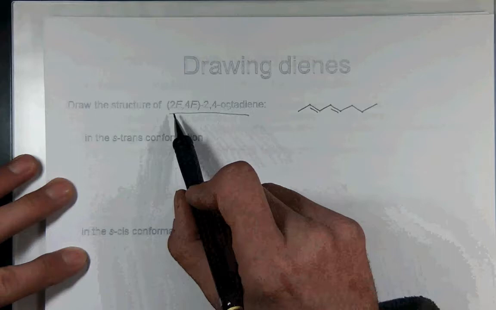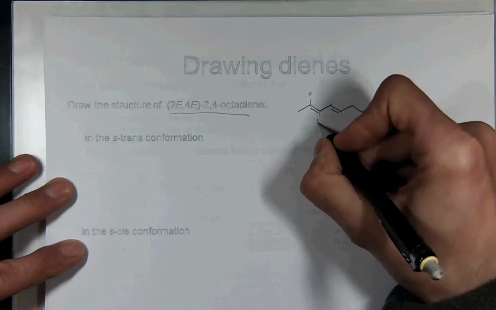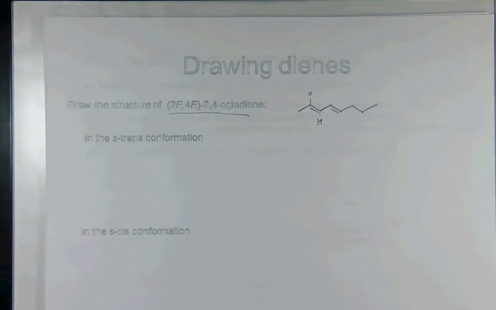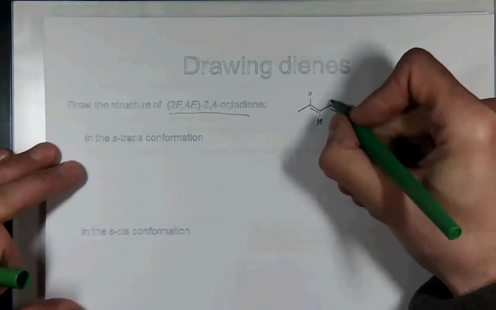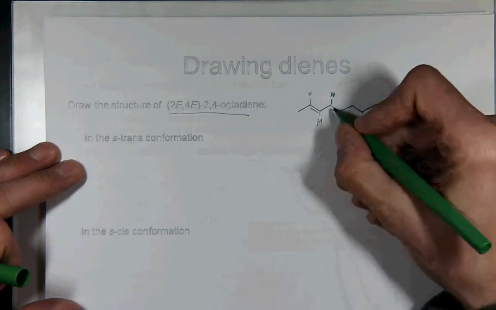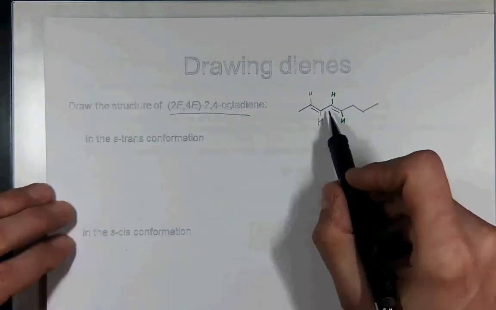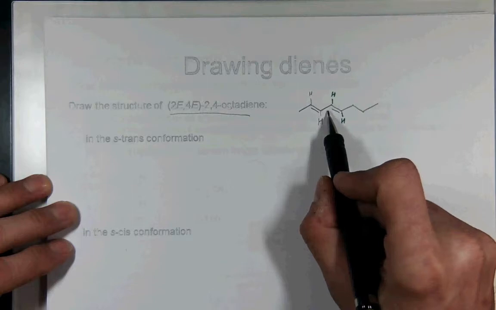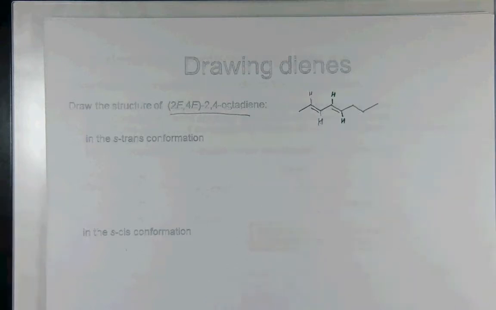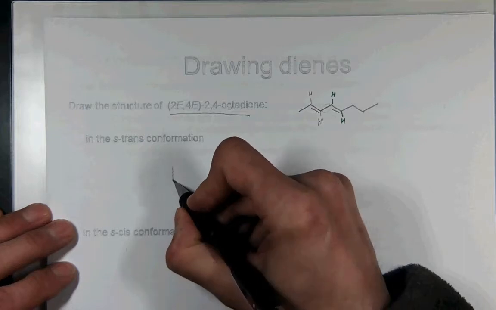What we have to do now is make sure that they're both E. So put the hydrogens in. They're on opposite sides, so that's E. So don't get confused, I'll use green here. These are likewise on opposite sides, so this is E. The way I've drawn it now is essentially in the S-trans conformation, but what I want you to do is take this single bond here and put it vertical.